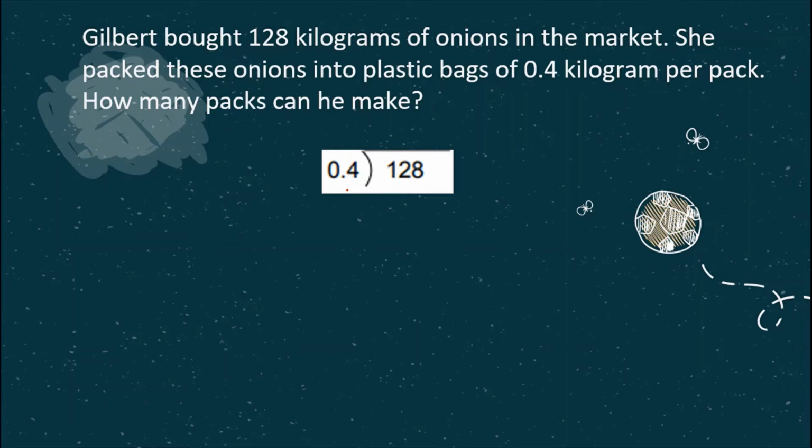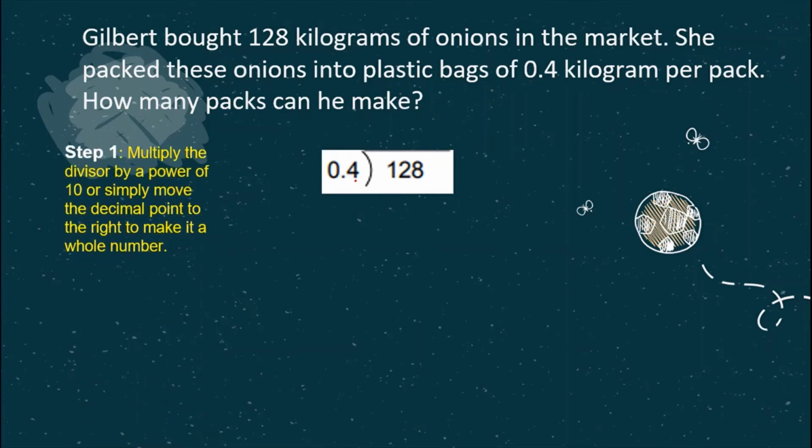Okay, so this will be now the process. So we have here 128 divided by 0.4. Always remember our step number 1, and that is we need to move the decimal point to the right to make it a whole number. So let's move this one to the right to make this one a whole number 4.